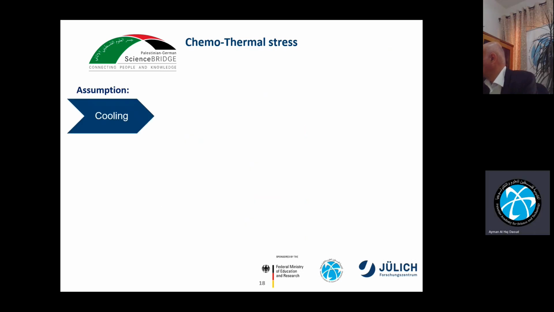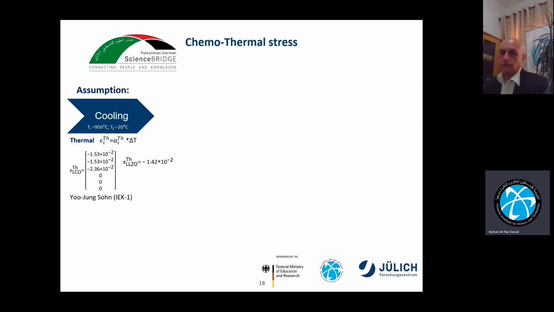Our assumption is that we are going to calculate the total stress, and the procedure we have here is cooling down after sintering. For example, we moved from 950 degrees Celsius to room temperature, 20 degrees Celsius, and this is why we call it thermal stress, and we use the thermal analogy to calculate the stress in this case. And these are the thermal strains of LCO and the thermal strains of LLZO, and these values were calculated by our partner in the department.